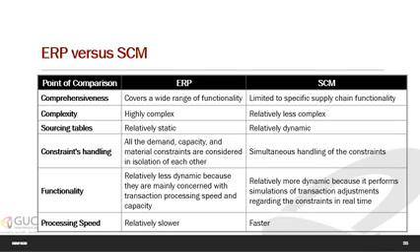The complexity of ERP systems is high relative to SCM systems. The functionality of ERP systems is relatively less dynamic because they are mainly concerned with transaction processing speed and capacity, while SCM systems contain dynamic functionality because they perform simulations of transaction adjustments regarding the constraints in real time. Also, the processing speed in ERP systems is lower relative to the fast processing speed of SCM systems.